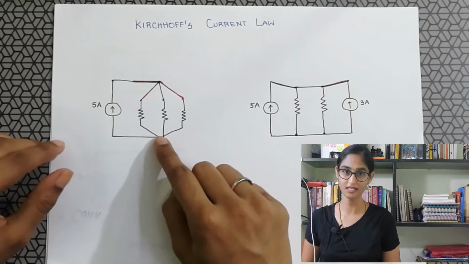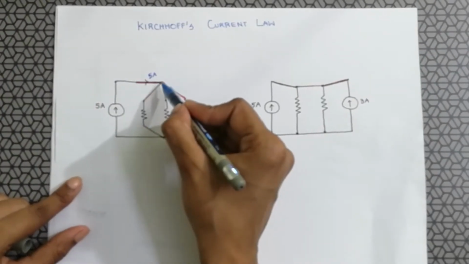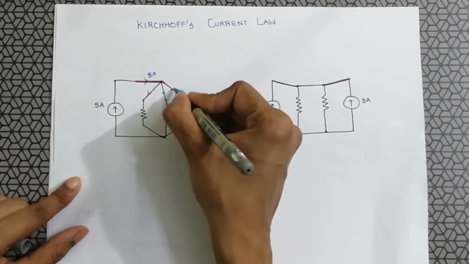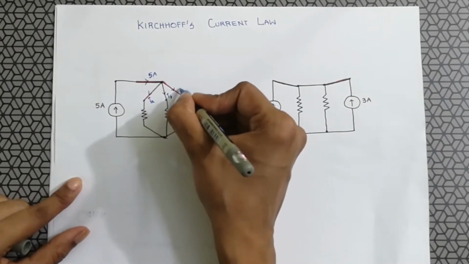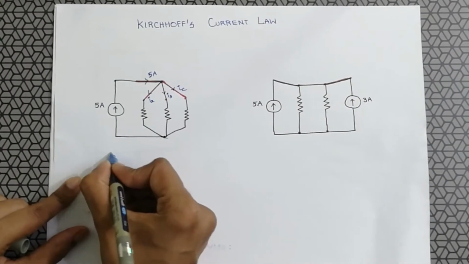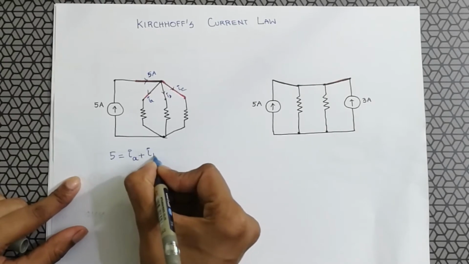For example, if you consider this circuit, we have 5 ampere entering this node and totally we have 3 parts of current that are leaving. Let us say these are IA, IB and IC. According to Kirchhoff's current law, 5 will be IA plus IB plus IC.